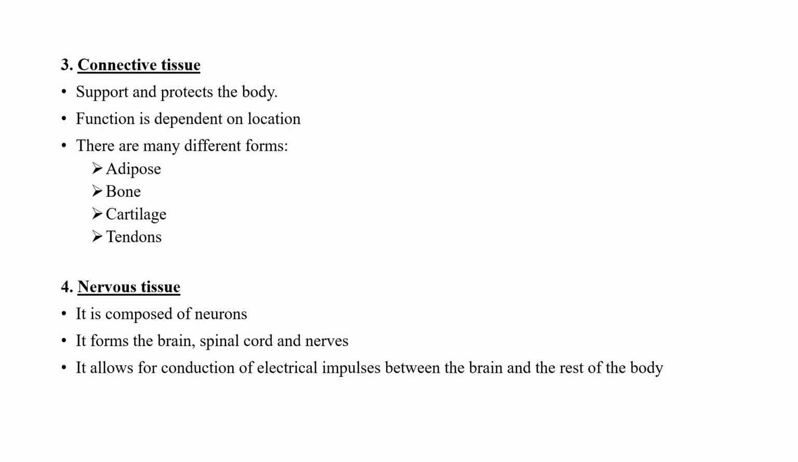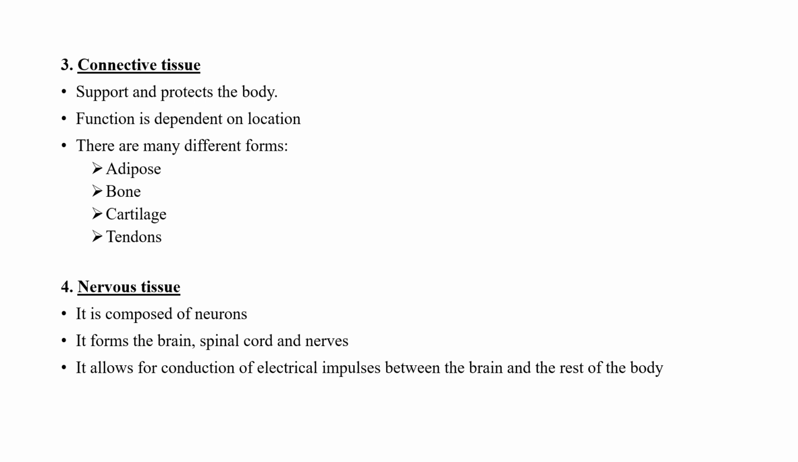The next type of tissue is connective tissue. Connective tissue supports and protects the body. Its function depends on where it is located. Connective tissue can appear in many different forms including adipose, bone, cartilage and tendons.